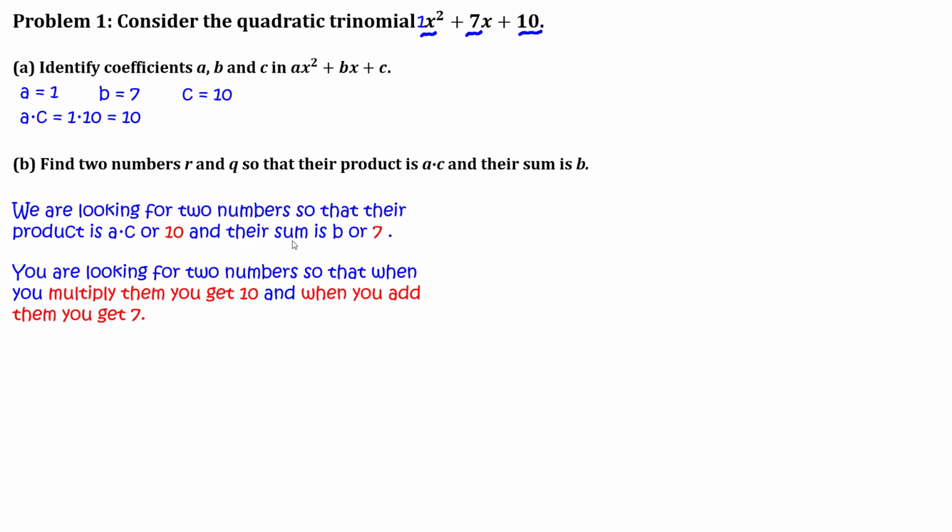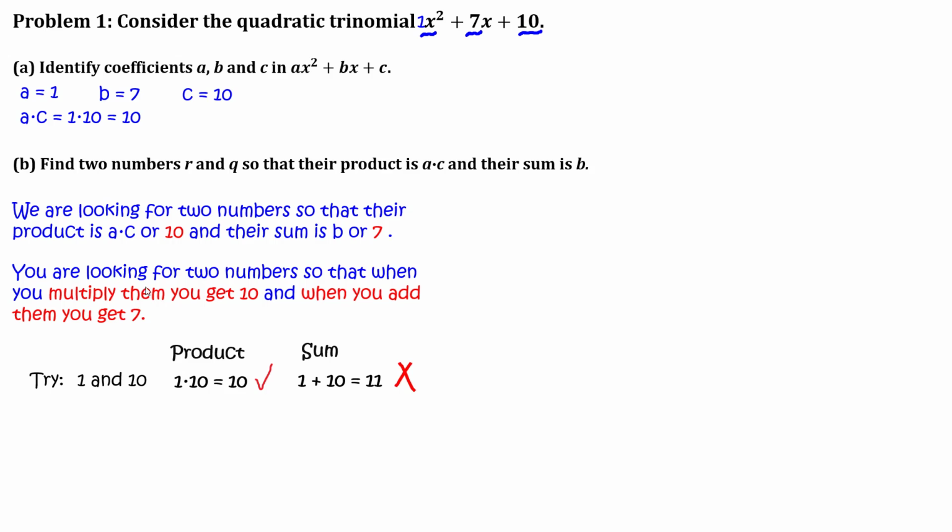Okay, so let's start with the product. Remember what we did last time? First, you try to find two numbers with a certain product, and then you check the sum. So let's try 1 and 10. The product, 1 times 10, is 10. Now, when you add them, do you get 7? 1 plus 10 is 11, so you do not get 7.